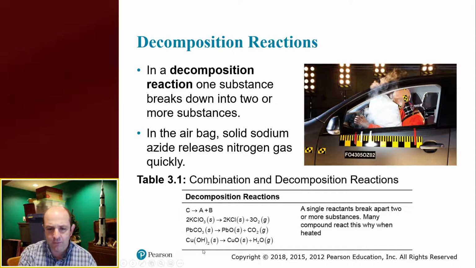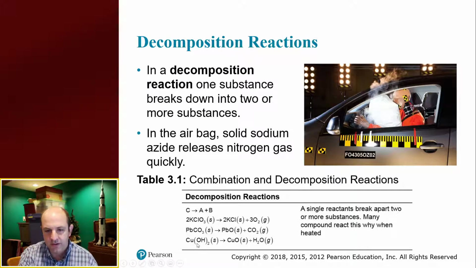And then the final one that we call special decomposition is what happens if you have a hydroxide. Like in this case, we have copper hydroxide. It always decomposes into the metal oxide. So again, just like here, the carbonate went to metal oxide. Here we have copper hydroxide goes to copper oxide. And then the other product is water.